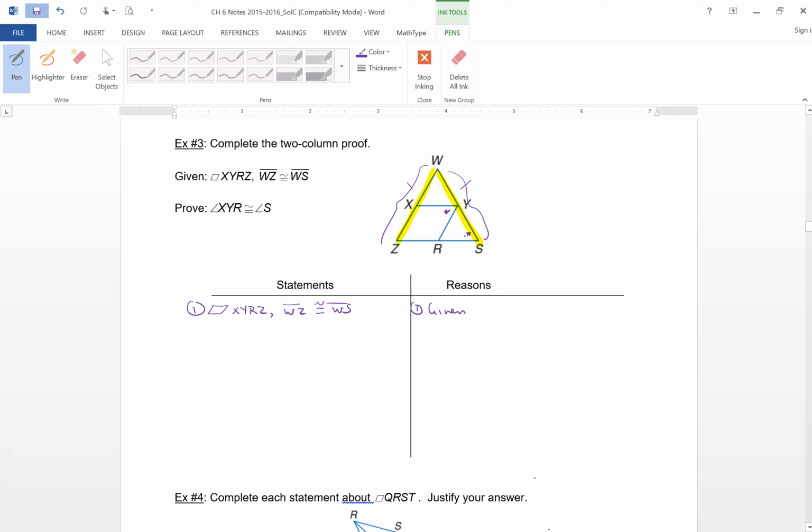Okay. All right. What do we know about? Oh my God, this is such an awesome proof.